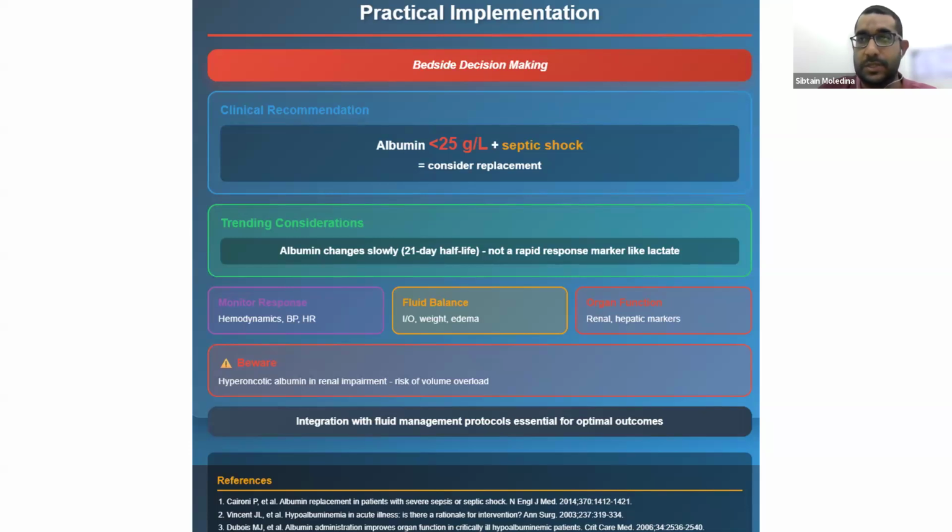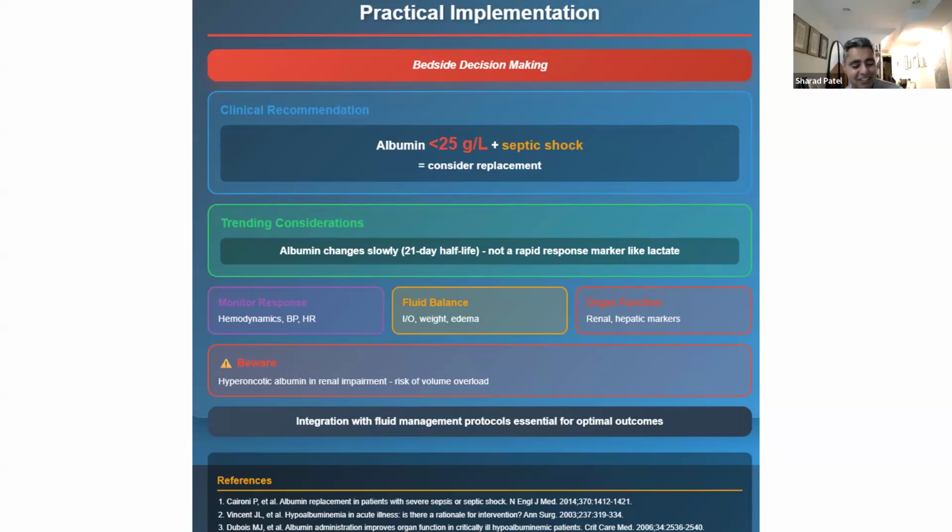As the audience is thinking, maybe I could start with one or two questions. As you said, albumin is tricky. Sometimes it may be physiological, it may be pathological. So if you are treating, for example, the way this slide shows, if albumin is below 25 and you have septic shock, you consider replacement. Up to what target would you consider replacing this albumin? Would you be going for a certain number or some clinical picture?